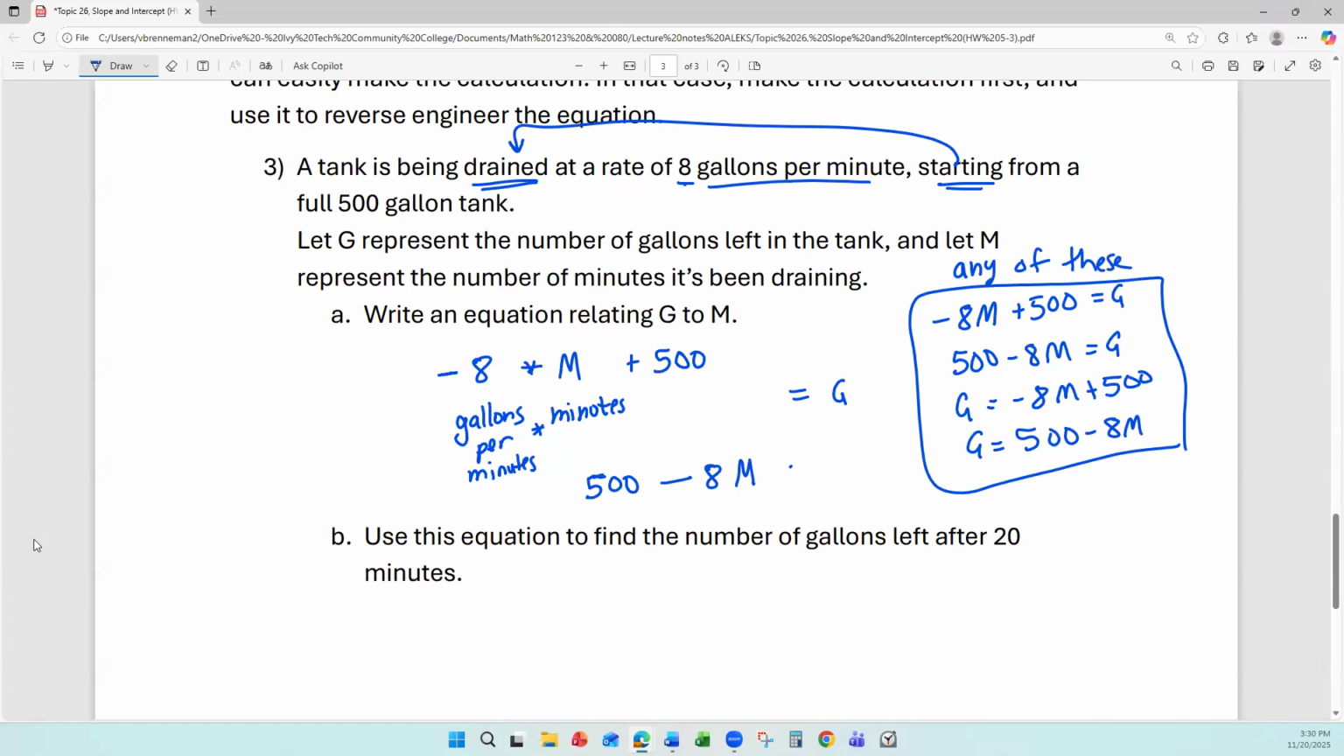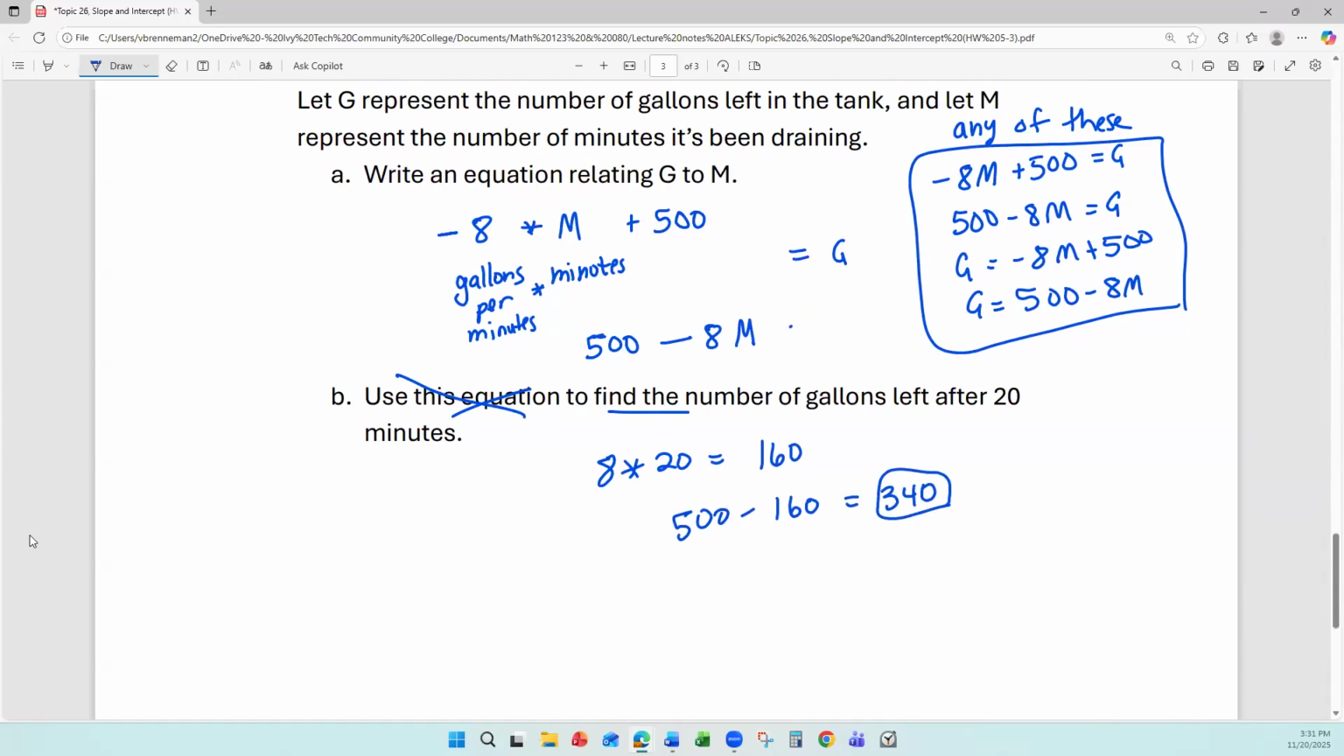And again, if you're stuck and you can't figure out the equation, jump on to part B. Use the equation to find the number of gallons. If you forget, say, all right, find the number of gallons left after 20 minutes. And you say, all right, 8 gallons per minute for 20 minutes. So you might know to take the 8 times 20 is 160. And you think about it a little bit, 160 got drained off from the 500. So 500 minus 160 is 340 gallons left.